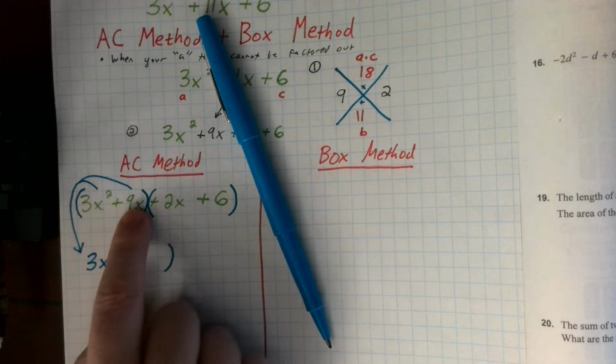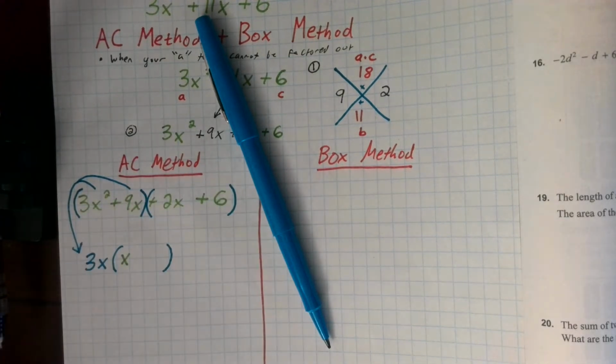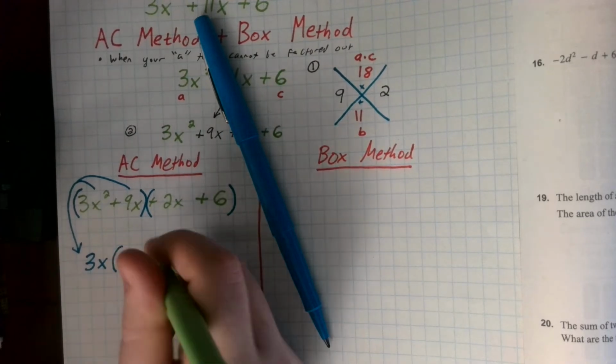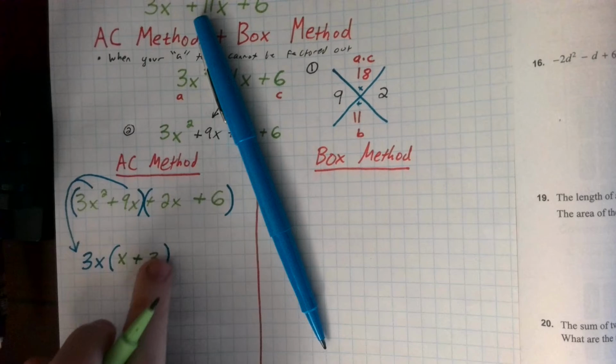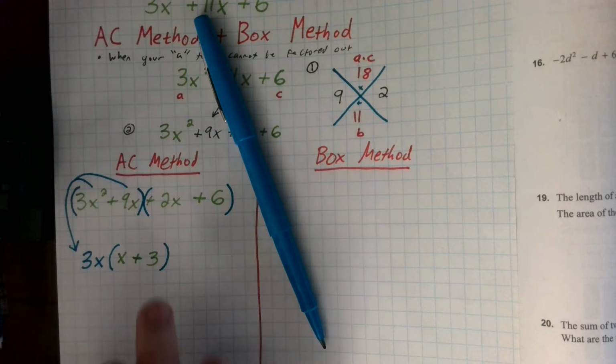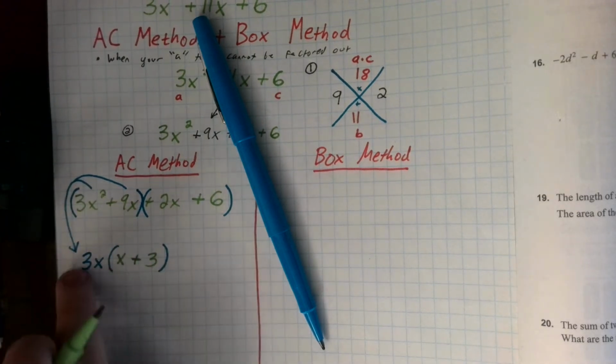And 9x divided by 3x is the same as 9 divided by 3 and x divided by x. 9 divided by 3 is 3, and x divided by itself is just 1. So our answer is just 3 times 1. Our inner parentheses is x plus 3, because 9x divided by 3x is 3, 3x squared divided by 3x is x.